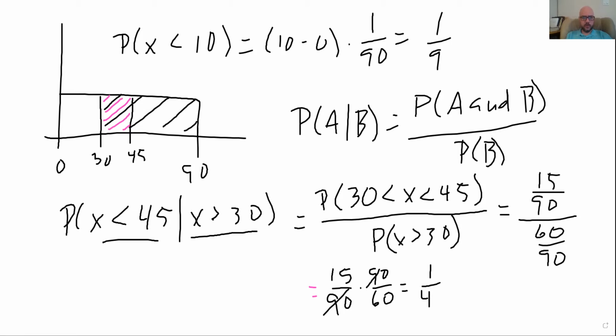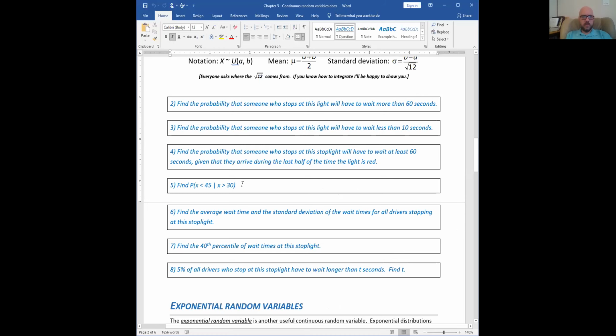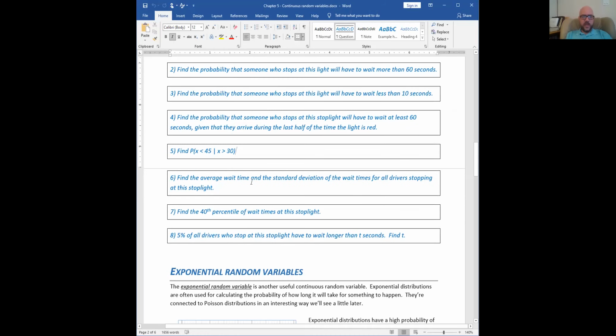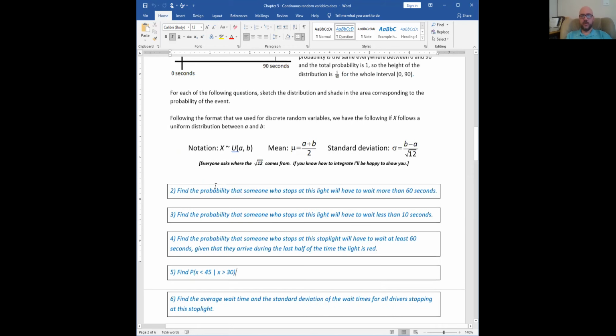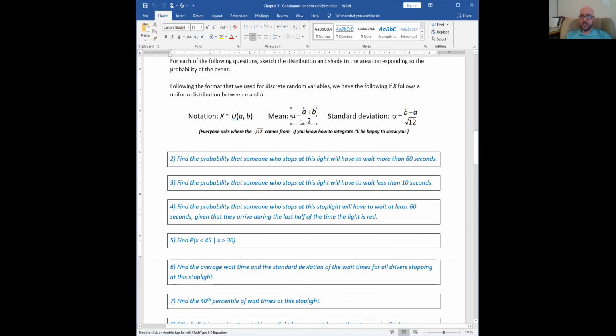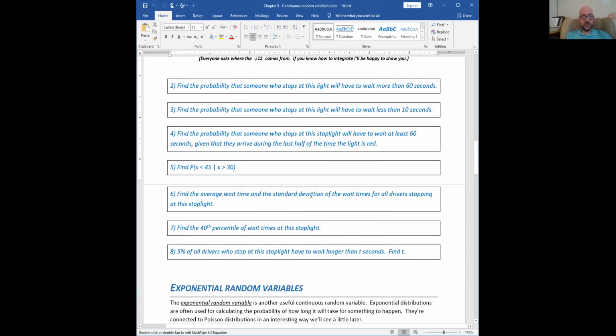All right, that was number 5. I want to find the average wait time and the standard deviation of the wait times for all the drivers stopping at this stoplight. Well, that's very simple. There's not much thinking to do there. You literally just use the formula. The average is the mean. It's in the middle. It's going to be 45. Then the standard deviation is going to be b minus a over root 12, which is 90 minus 0 over root 12, which we can calculate with the calculator. So let's go do that.